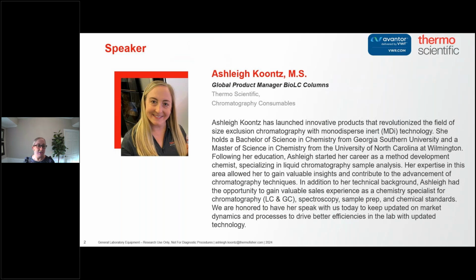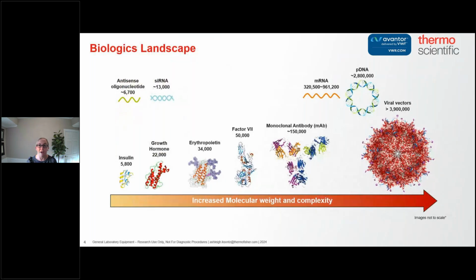So to set the stage, we have, as many of you know, an ever-evolving biologics landscape that is getting increasingly complex, and this often happens because the molecular weight is increasing. And you can see here we have monoclonal antibodies, which are a very common protein and very popular in the biologics landscape right now. But then we have other newer modalities such as AAVs, lentivirus, and adenovirus. And these are even larger and even more difficult to qualify and quantify in your manufacturing pipeline.